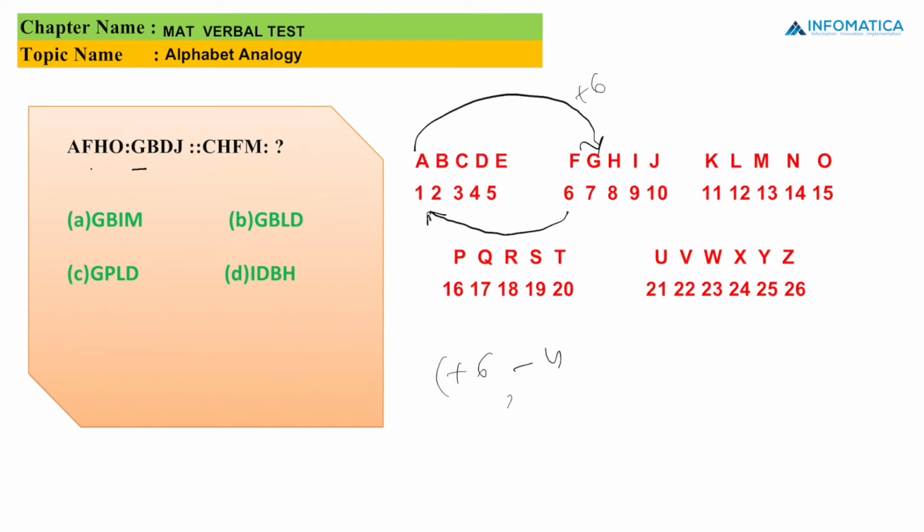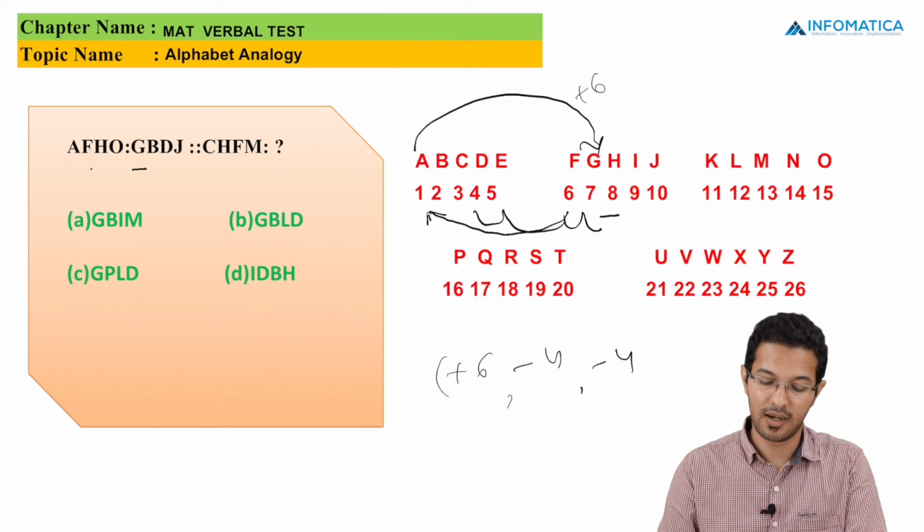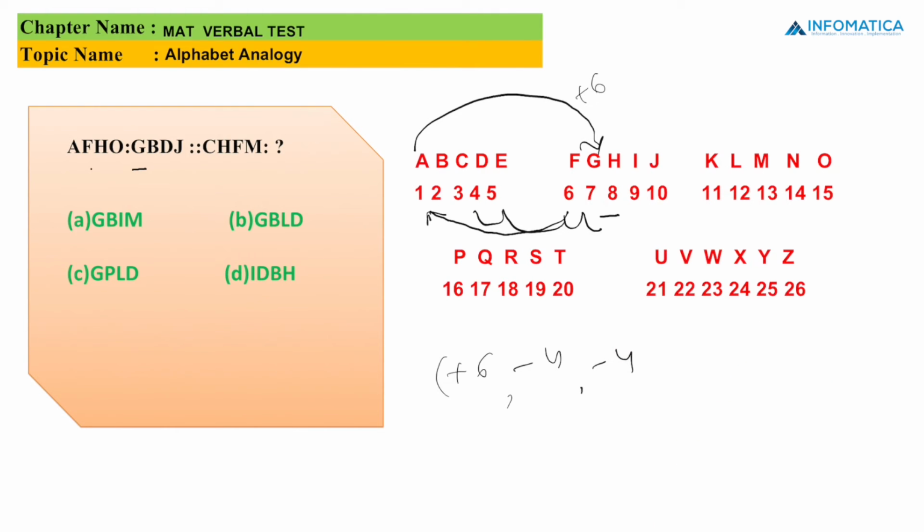H is related to D. H is at number 8 and I am going 1, 2, 3 and 4, minus 4 steps behind, or I'm going 4 steps behind. And O is related to J. So let's see the pattern, students.